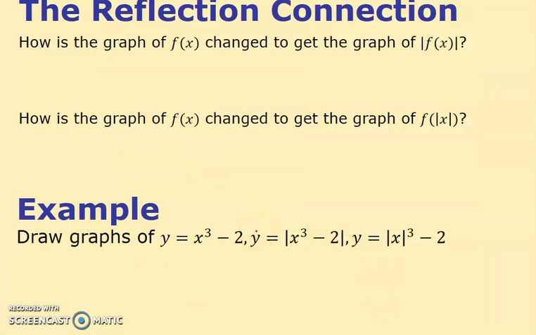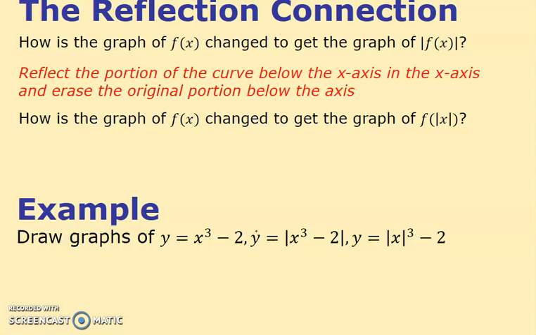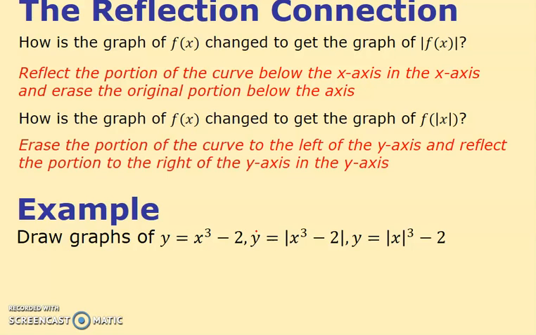So how is the graph of f of x changed to get the graph of the mod of f of x? Well, you reflect the portion below the x-axis and erase it. So anything below the x-axis goes up to the top. And what if you do this second type of graph? Here you erase the portion on the left and reflect the bit on the right over to the left.